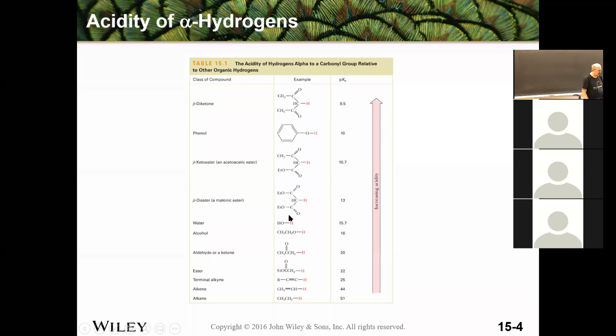Okay, if we have two carbonyls that are beta to each other, 1,3 to each other, okay, then you have more resonance structures once the anion is formed. And you can see there's a considerable drop here in pKa, considerable increase in acidity. Okay, so here's a beta diester. Here's a beta ketoester. And then up at the top, we have beta diketone, which is about 9.5. Okay, that is actually comparable to a phenol as far as acidity.